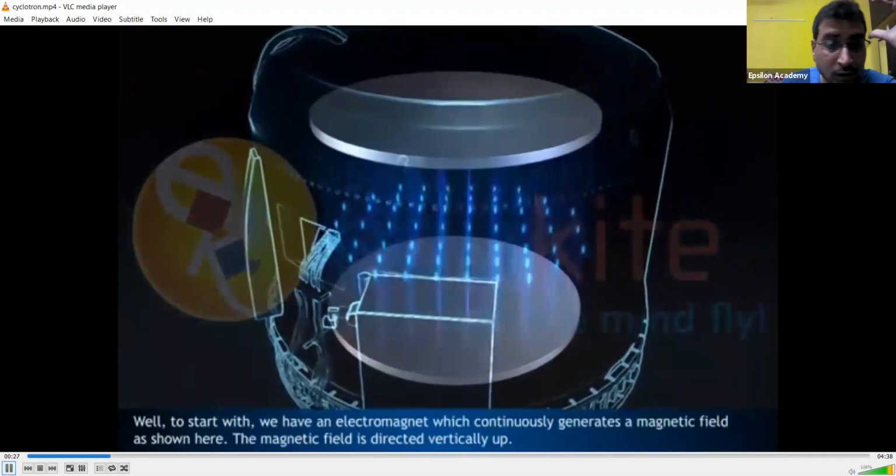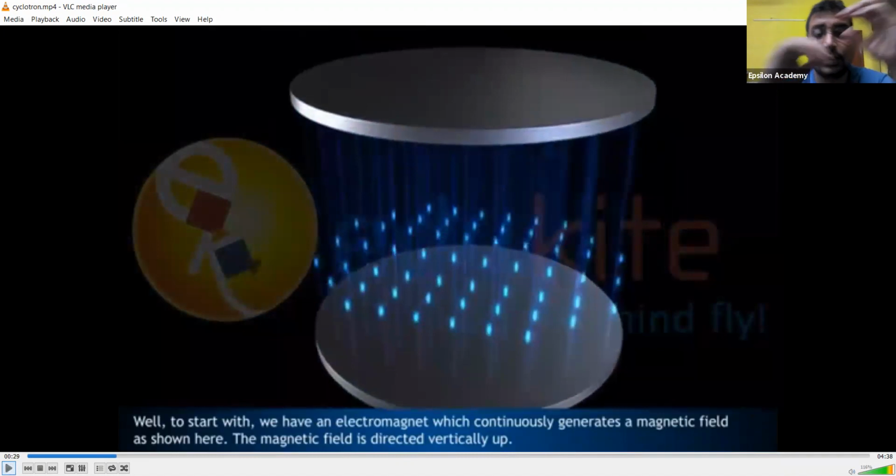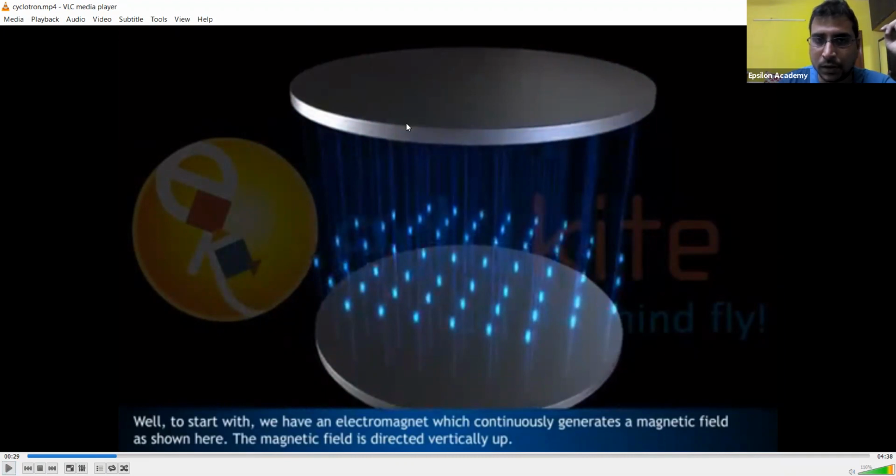Well, to start with, we have an electromagnet. You're able to see these two silver plates, right? Round plates. These are magnets, okay? And these blue color lines are the magnetic field lines. They go from the bottom plate to the top plate. So the bottom plate acts as the north pole, and the top plate acts as the south pole, because the magnetic field outside the magnet is from north to south pole, right? It is going to be in that direction.